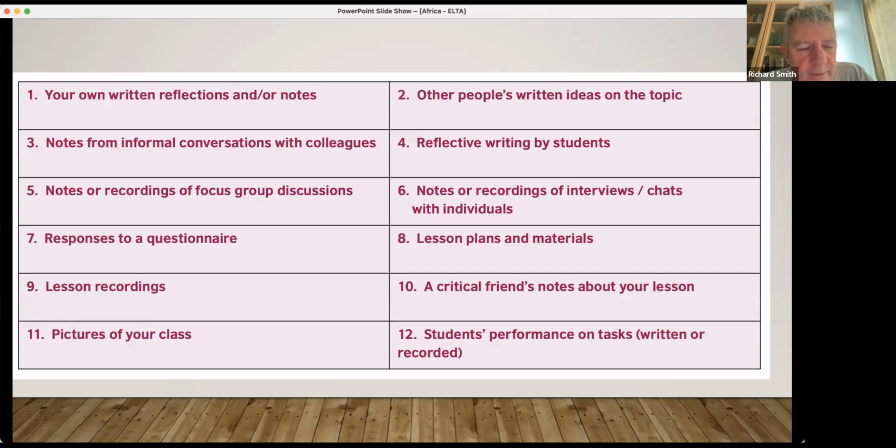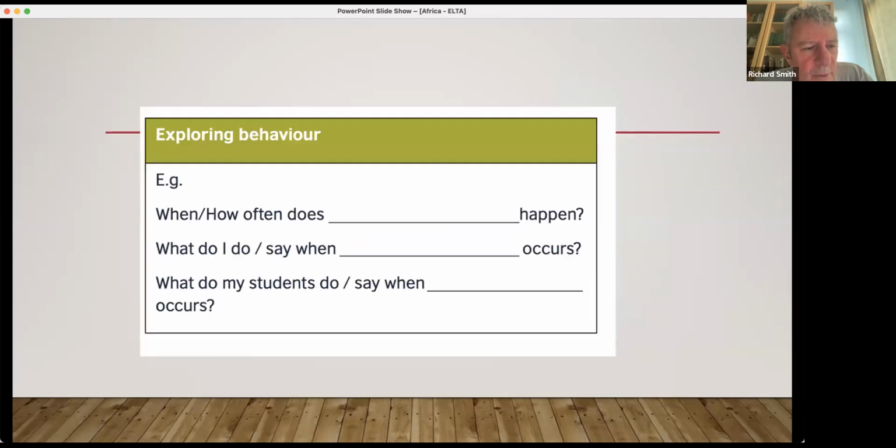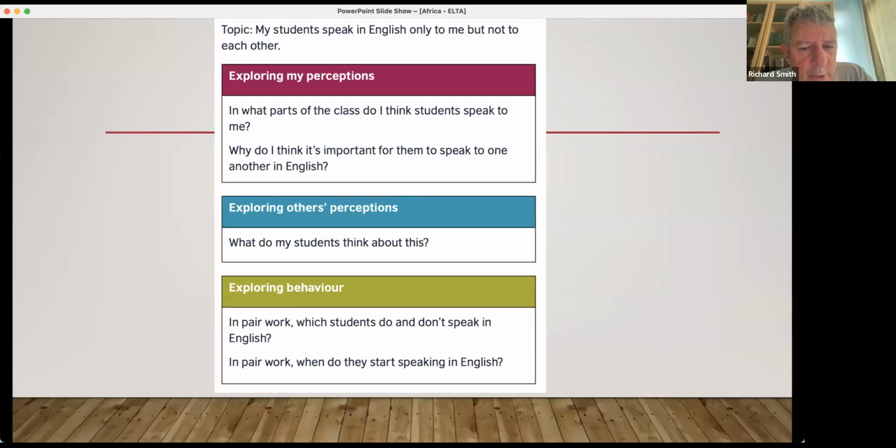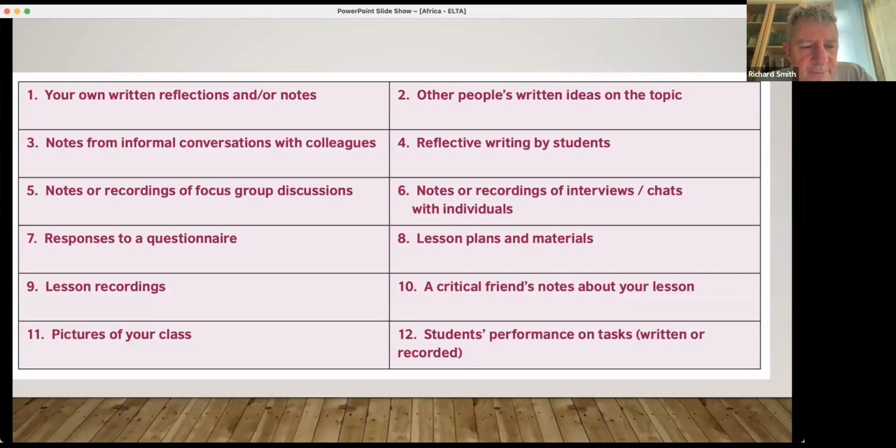How could this teacher answer that question? Why do I think it's important for them to speak to one another in English? Well, it's just like last time. Basically, they could write some reflections. Number 1, number 2, by reading, and number 3, 1, 2, 3. That's what I'd suggest.